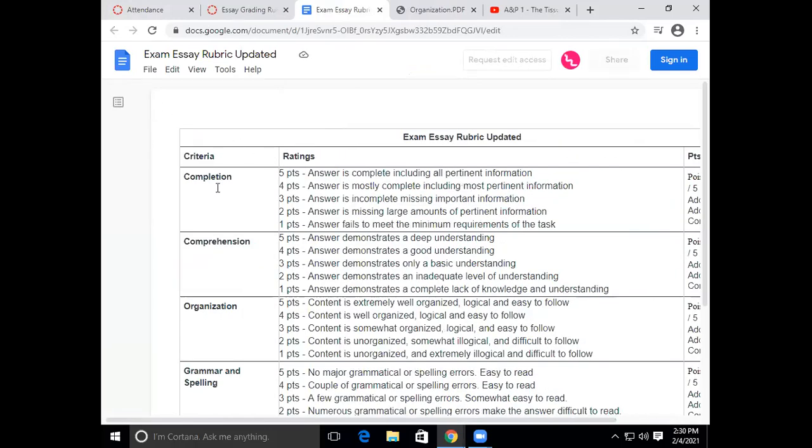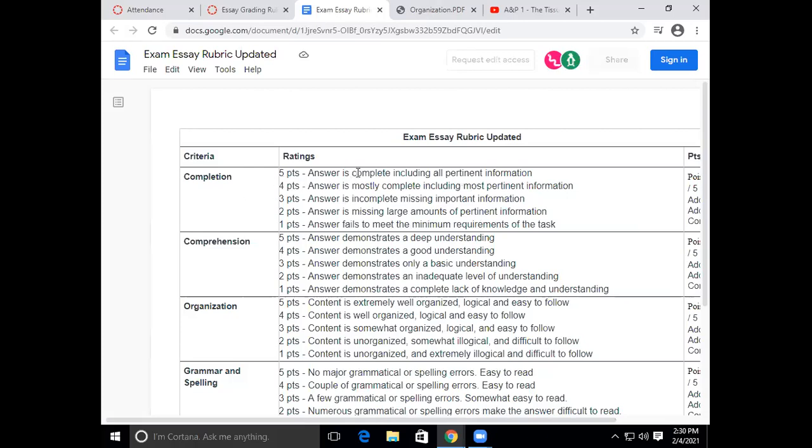So it tells you here: completion, comprehension, organization, grammar, and spelling. This is how you can get full points. Sometimes the essays are worth 12, sometimes they're worth 20, so I have to scale it. Whatever you get out of 20, I scale it to however many points the essay is worth on that test.